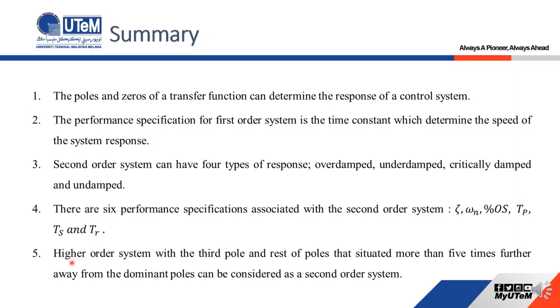Last one, a higher order system with the third pole and the rest of the poles situated more than 5 times farther away from the dominant poles can be considered as a second order system.